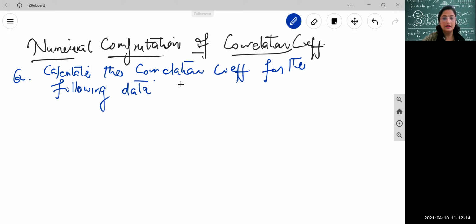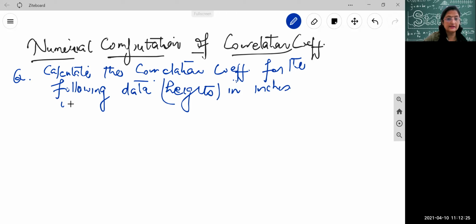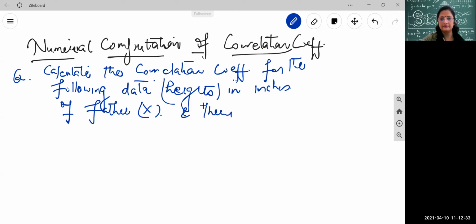In the following data, the data is given in what form? Heights, in inches, right? And the data is related to the heights of whom? Fathers and sons. The father is the variable that denotes x and their sons the variable denotes y, because we are trying to find out the correlation between them. So what is the value of x?